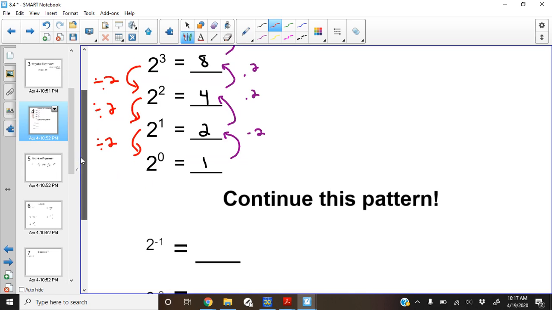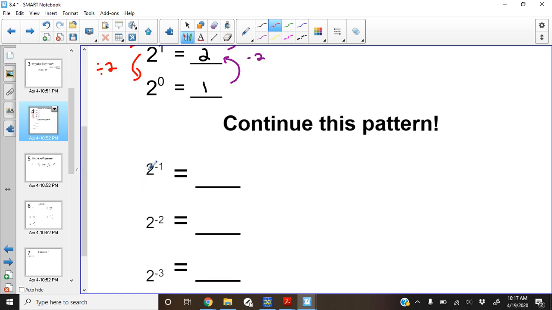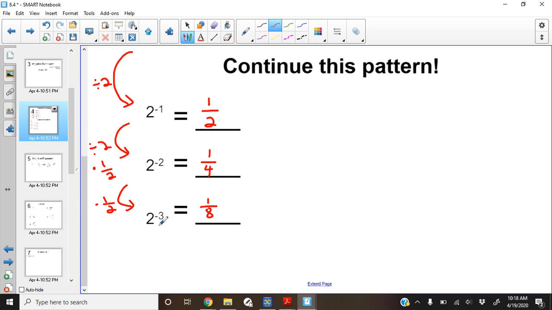So now we're going down to the negative exponents. To get to this one, we would divide 1 by 2 to give you 1 divided by 2, 1/2. And then divide by 2 again. But remember, dividing by 2 is the same thing as multiplying by the reciprocal of 2, which is 1/2. So what is 1/2 times 1/2? 1/4. So again, to the next one, multiply by another half to get 1/8. And we could keep going.